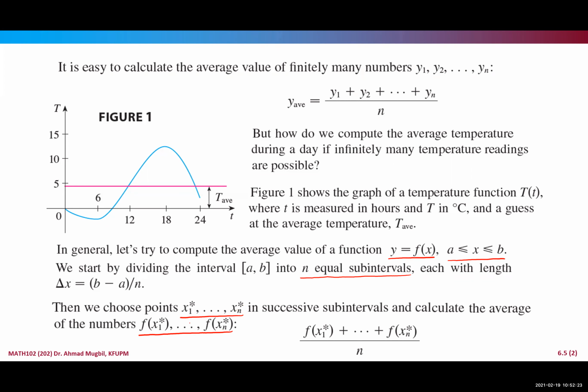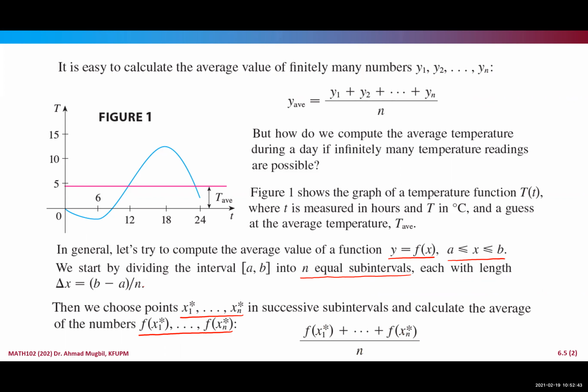Because here we have a finite number of values, it is easy to average them. Just add them to each other, find their summation, then divide by the number of them. We have n numbers, so the average will be the sum over n.